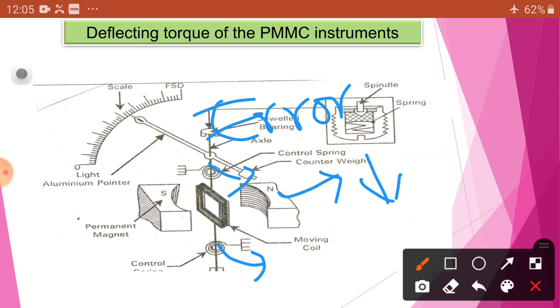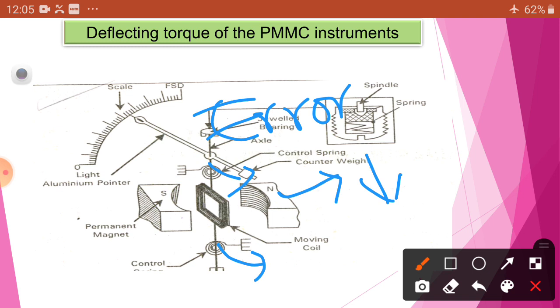The first error is that due to aging, the magnetic field may change. At the same time, the spring tension may change. At the same time, with temperature changes, all these metals may expand and contract. So error may take place after aging. These three errors are possible in the case of PMMC instruments.